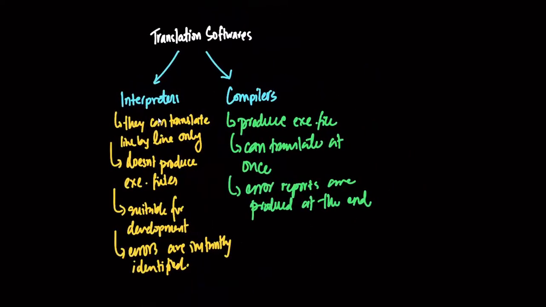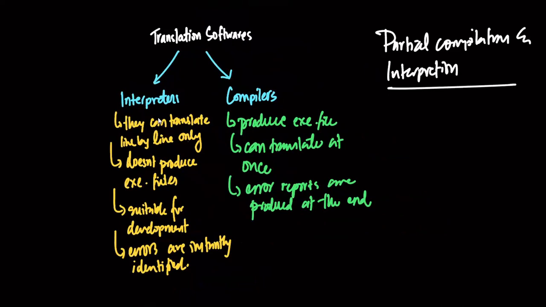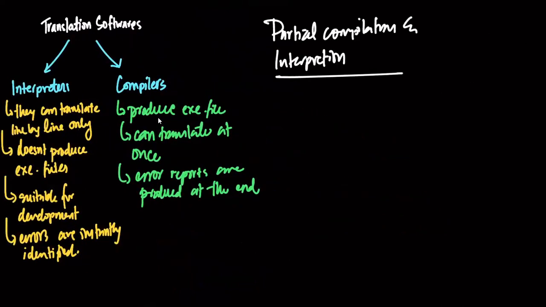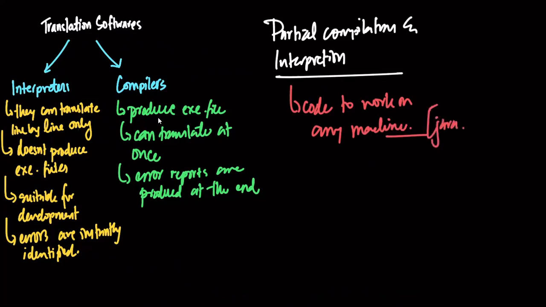Then we also learned about something called partial compilation and interpretation. So interpretation and partial compilation allow code to work on any machine. It's like a standard set of code that works in any machine. This is especially useful in Java and JavaScript, okay? Because they're pretty heavily machine dependent.